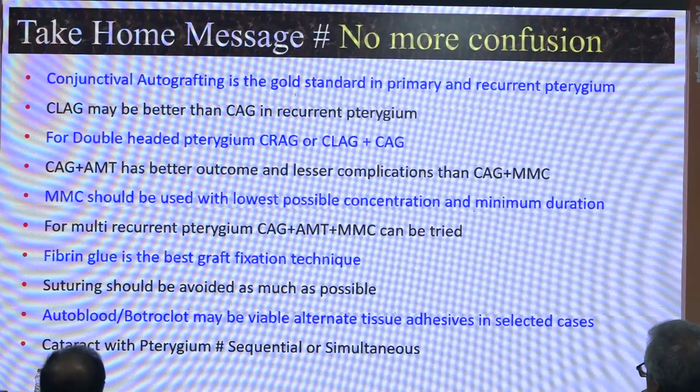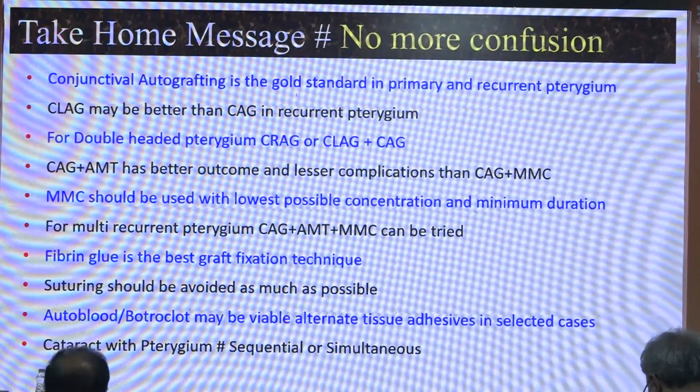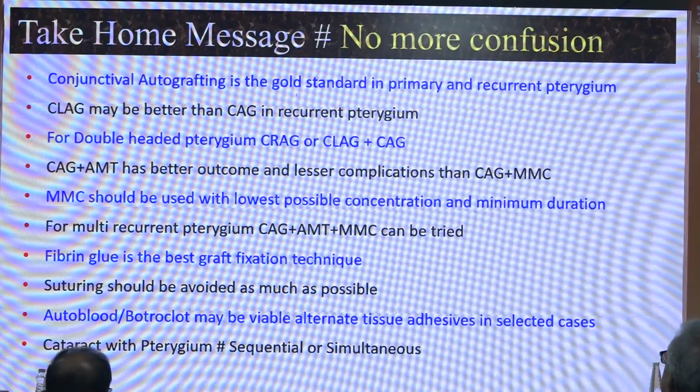MMC should be used very judiciously with the lowest possible concentration and minimum duration. For multi-recurrent pterygium, there should be a combination of CAG plus AMT plus MMC. Fibrin glue is the best graft fixation technique. Suturing should be avoided as much as possible. Autoblood or Botoclot may be viable alternative tissue adhesives in selected cases. With cataract and pterygium, you have to decide about sequential or simultaneous surgery.